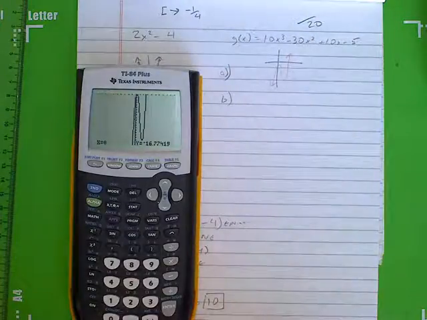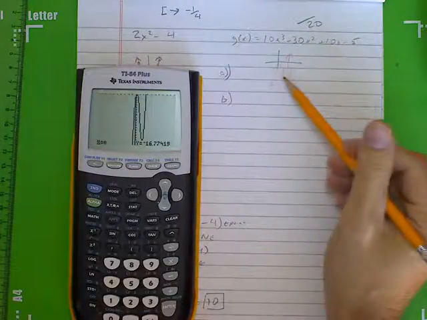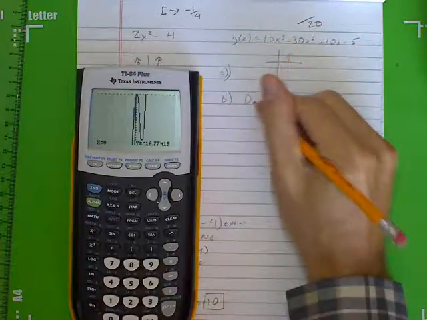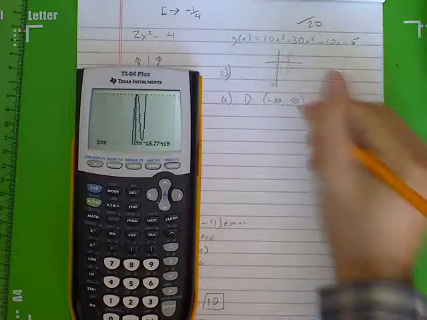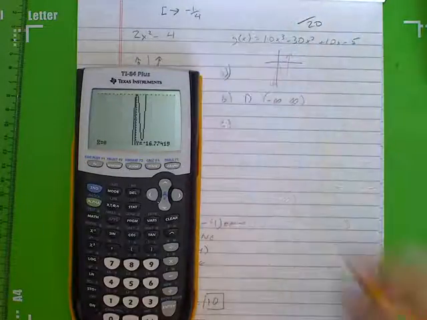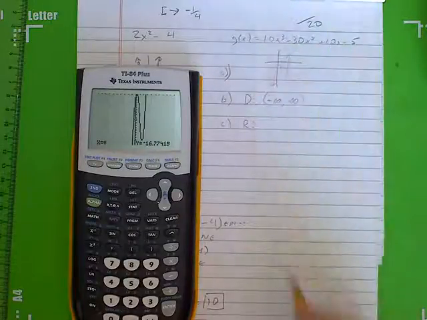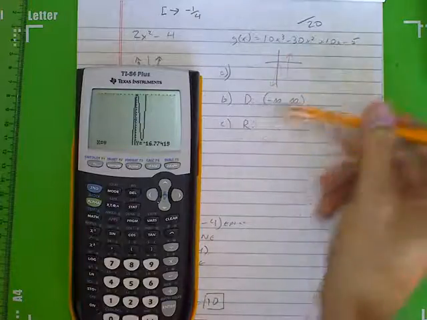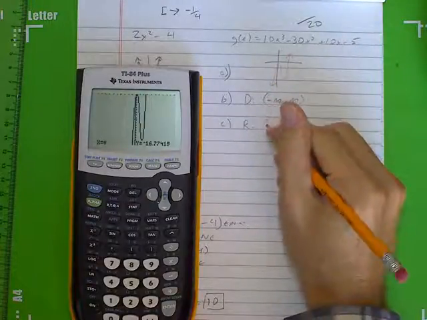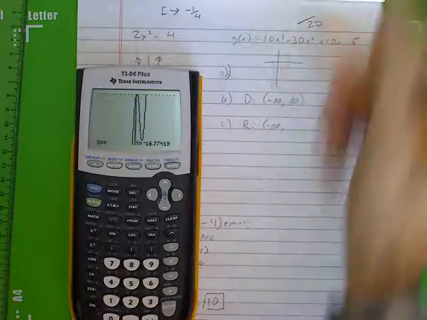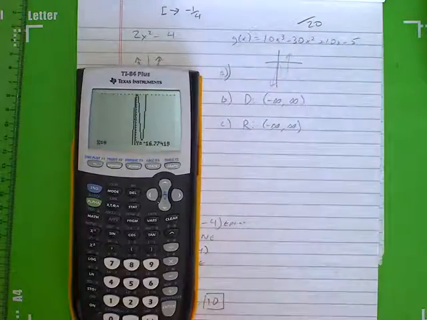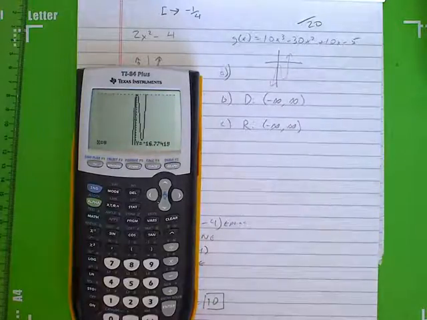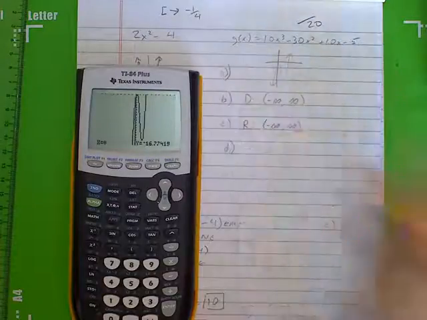B. So can I tell from this what my domain would be? Are there going to be any gaps or holes, anything like that? No. So the domain is everything, negative infinity to infinity. The range. What's my lowest point? How low does my graph go? Yeah, all the way down. So negative infinity, and then all the way up to positive infinity. So there's my domain, there's my range. They happen to be the same. It doesn't always work out that way. Okay.